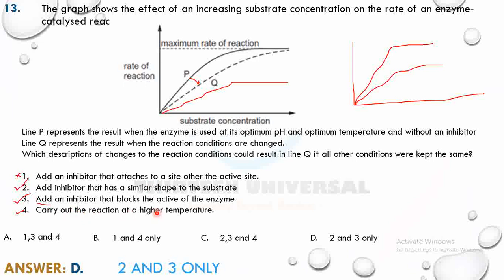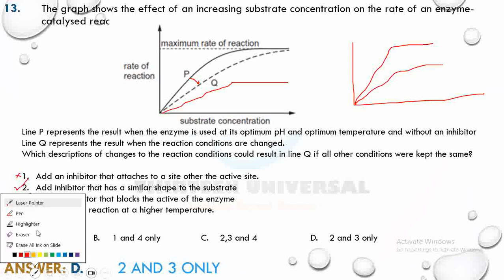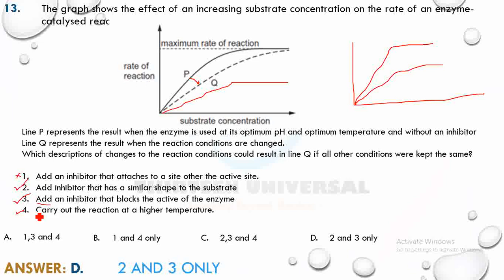Carry out the reaction at a higher temperature, a temperature higher than the optimum. If you carry it out at higher than optimum, it will decrease. Sorry, I think there's a mistake here. 4 is correct. If you carry out the reaction at a temperature higher than the optimum, the rate of reaction will decrease.